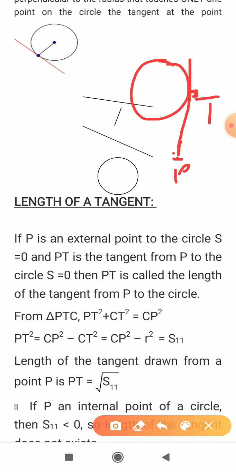That means if P is a point on the circle, S11 is equal to 0. So the length of the tangent, root S11, is equal to 0. So the length of the tangent is 0. If P is a point on the circle, the length of the tangent is 0.